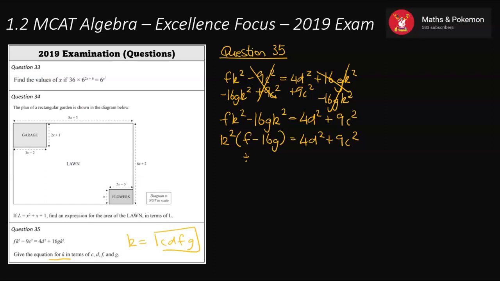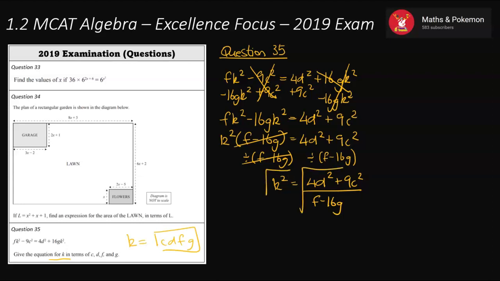So I'm going to go divide by F minus 16G, which means that and that cancel each other out, and divided by F minus 16G over here. And this will end up looking like a big messy fraction. So I've got K squared is equal to 4D squared plus 9C squared over F minus 16G. Nearly there. The only step I've got left is that 2. I can get rid of a square by simply square rooting both sides.